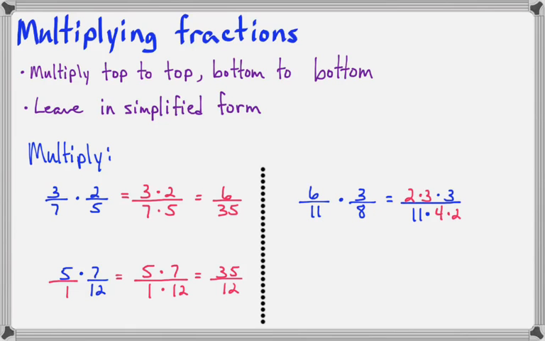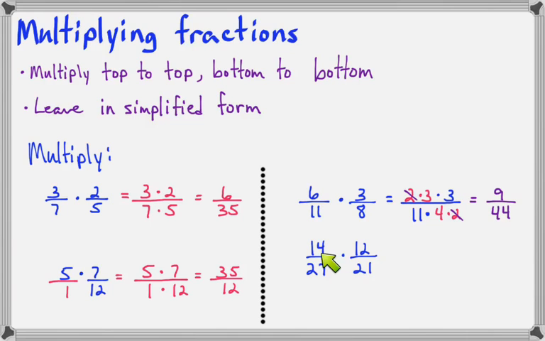11 is prime, but 8 breaks down into 4 times 2. Now I know that 4 is not prime and could be broken down again, but that won't really help at all because after I cross out this 2 and this 2, there won't be any factors for the 4 to cancel out. So I'm going to cross out the 2's now. Notice that I cannot cross out the 3's because they're both in the top. And in order to cross out, I need a top-bottom match. So I'm going to end up with 3 times 3 in the top and 11 times 4 in the bottom. So 9/44.